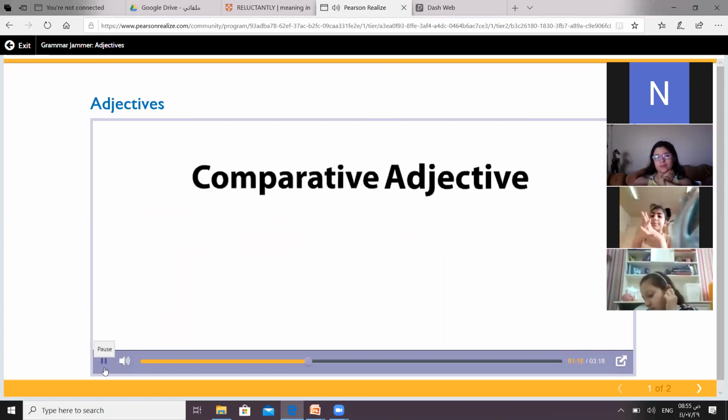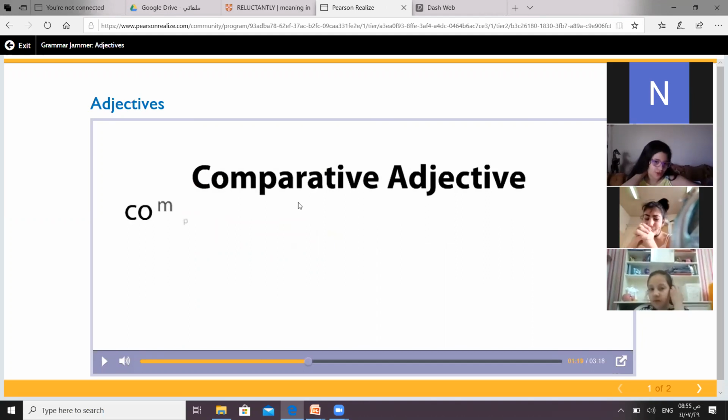A comparative adjective. Okay, we didn't study comparative adjectives yet, so let's stop here. I need you to open your book, page number 330. Open your books, page 330.